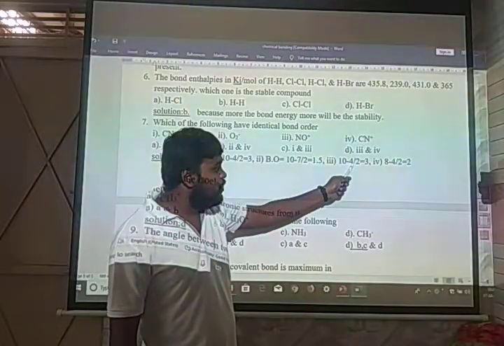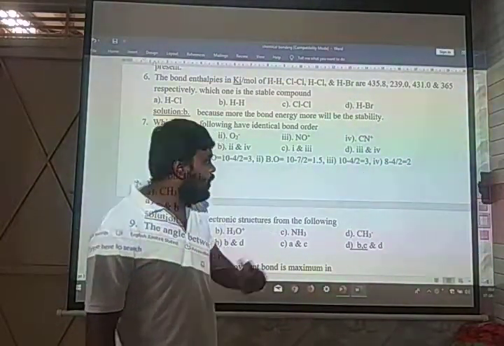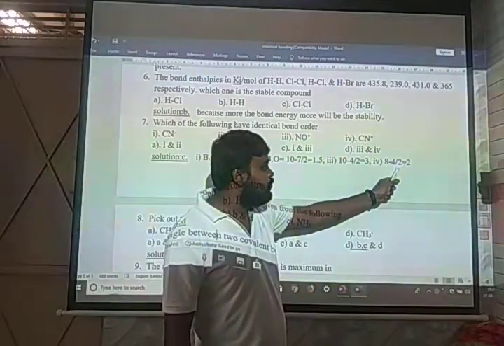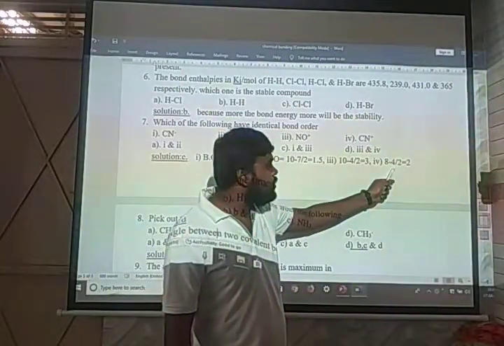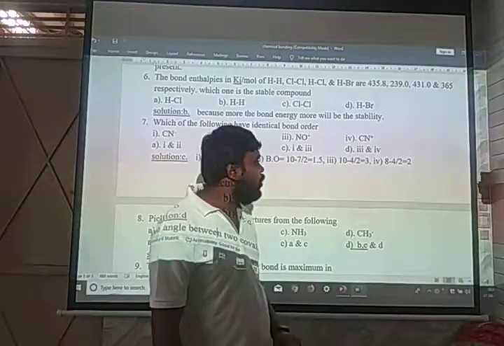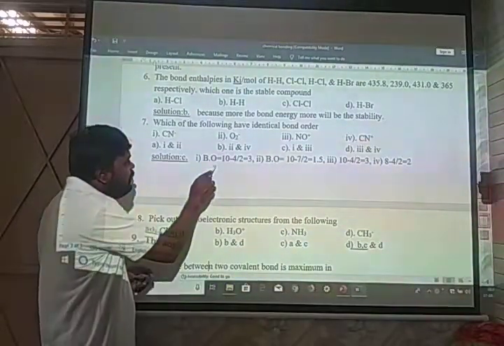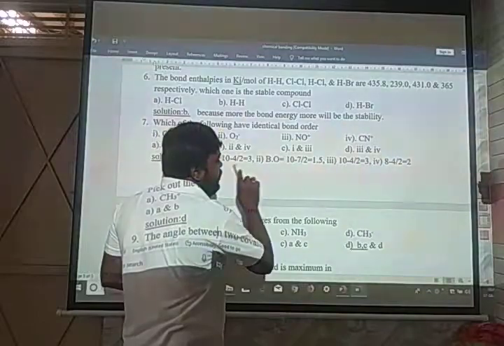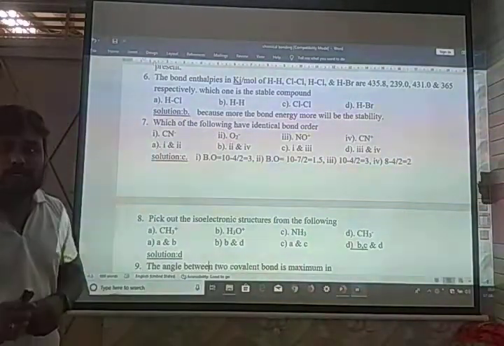In case of the third option, NO plus, 10 minus 4 by 2, 10 is the bonding electron, 4 is the anti-bonding electron, the answer will be 3. In case of the fourth option, 8 minus 4 by 2, 8 is the bonding electron, 4 is the anti-bonding electron, the answer is 2. You can find here that options 1 and 3 have identical bond order.